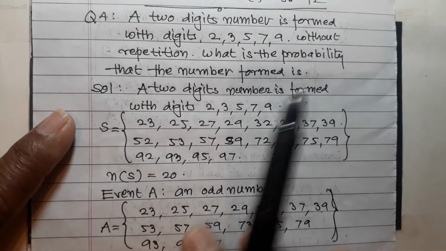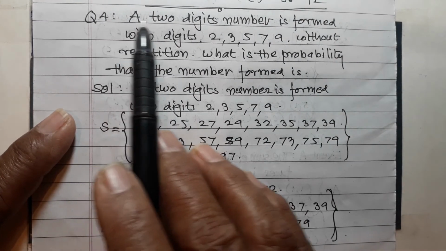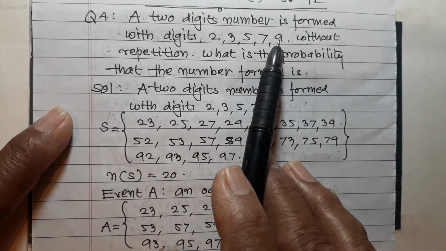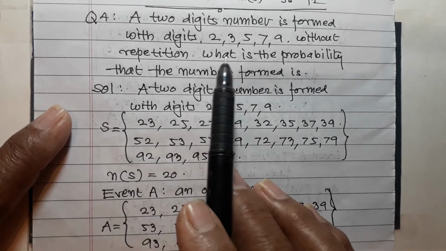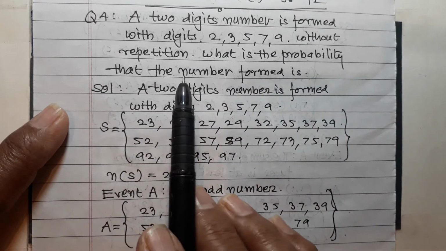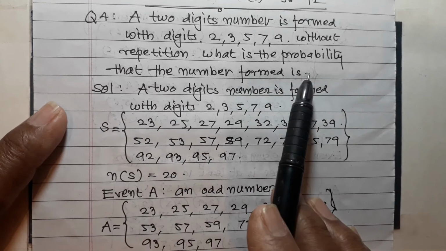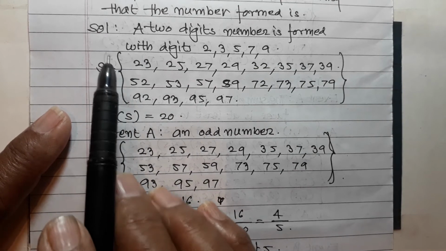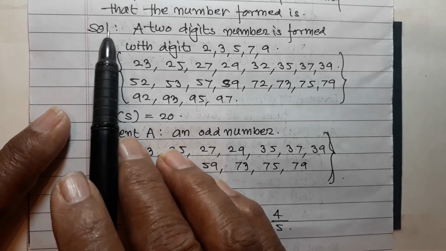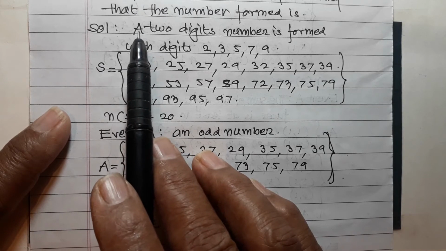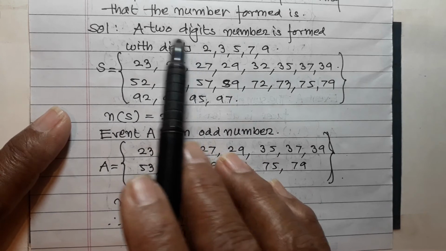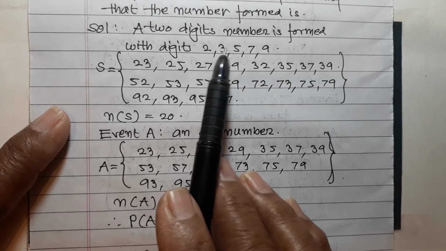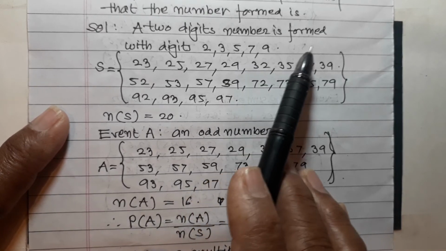Question number 4. A two-digit number is formed with the digits 2, 3, 5, 7, 9 without repetition. What is the probability that the number formed is, some events are given. Now first you write down the sample space. Solution, random experiment: a two-digit number is formed with digits 2, 3, 5, 7, 9 without repetition.